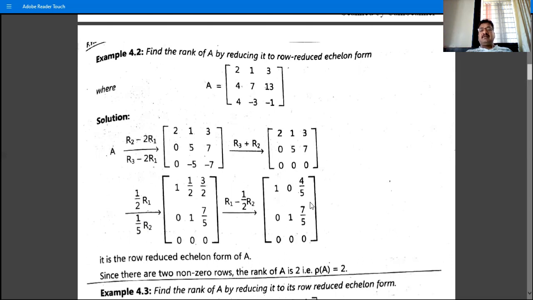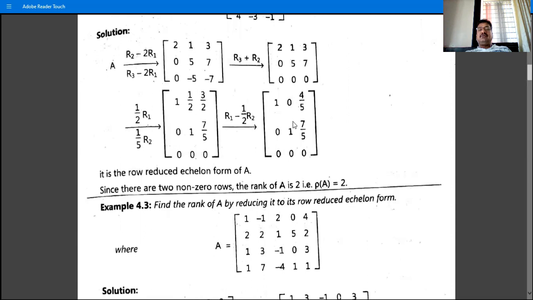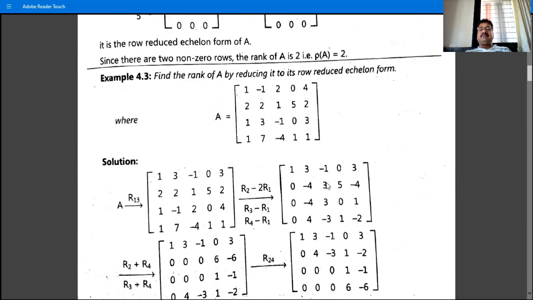We have this. So this is the reduced row echelon form, or row reduced echelon form, of the matrix A. And this reduced row echelon form contains 2 non-zero rows. So there are 2 non-zero rows. Therefore rank of A is 2. So reduce the matrix to row echelon form, reduced row echelon form, and find the rank.